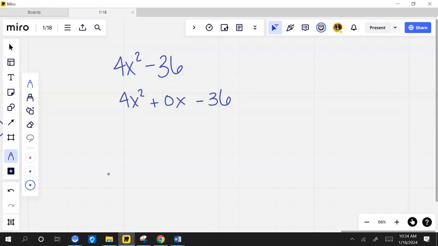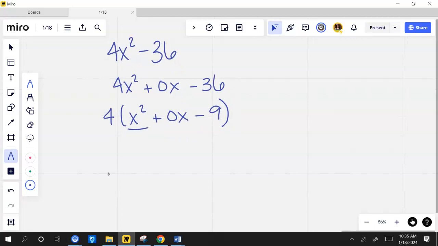Do I have a GCF? 4. Absolutely. If I take out 4, what's left? X squared minus 9. I'm going to keep the 0 in here just so I can see, because I've got to multiply these two together, right? Again, they multiply to a negative number. When they multiply to a negative, that means one of the factors needs to be negative and one needs to be positive. But what do these two add to? 0. There you go. Negative 3 and 3.